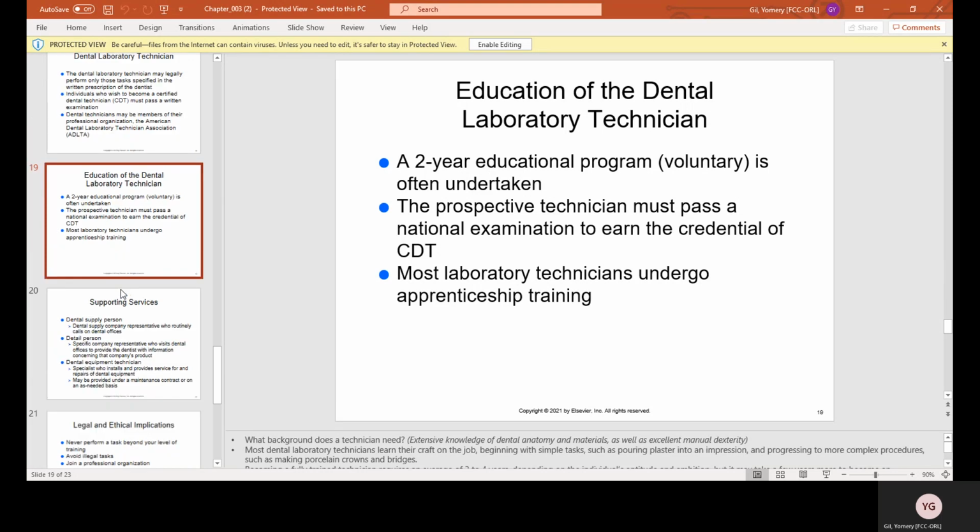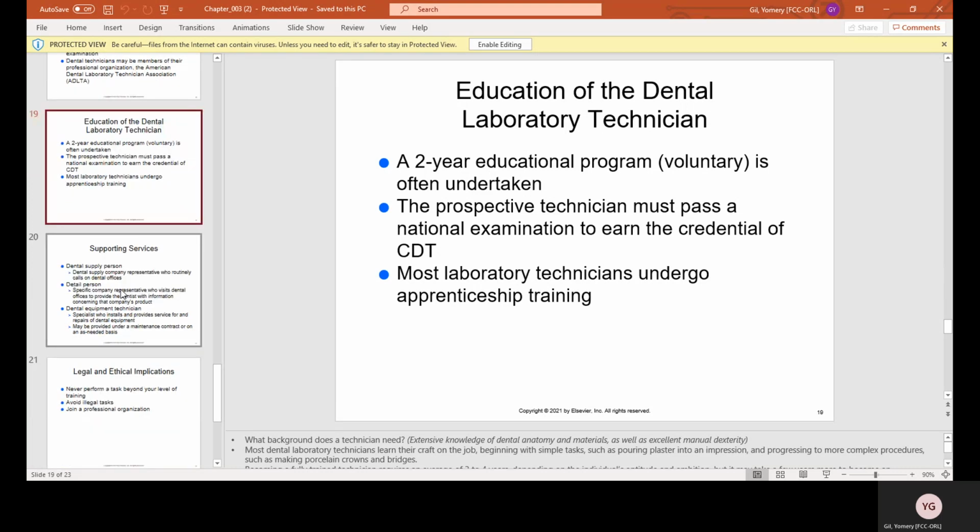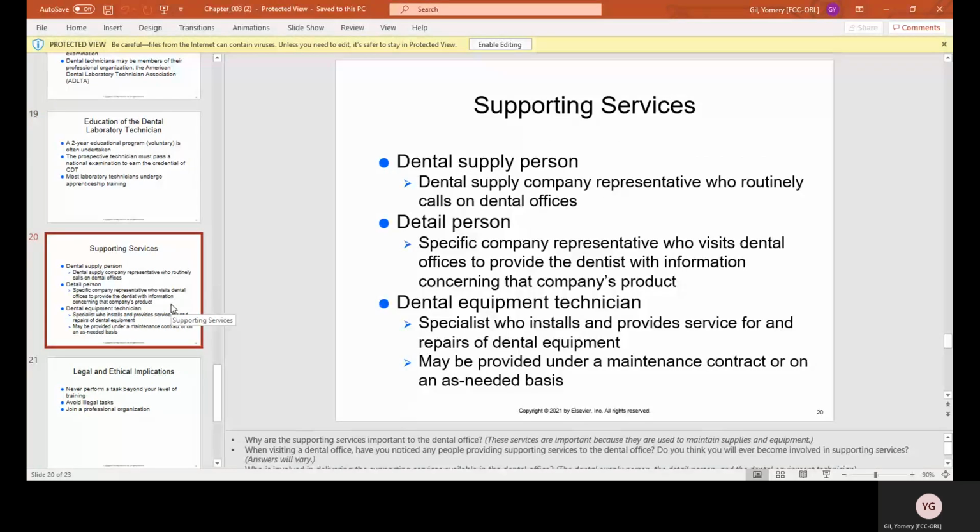Supporting services. The dental supply representative who concerns product. Like if there's anything new in the market, a new toothpaste, a new floss, a new toothbrush, etc.